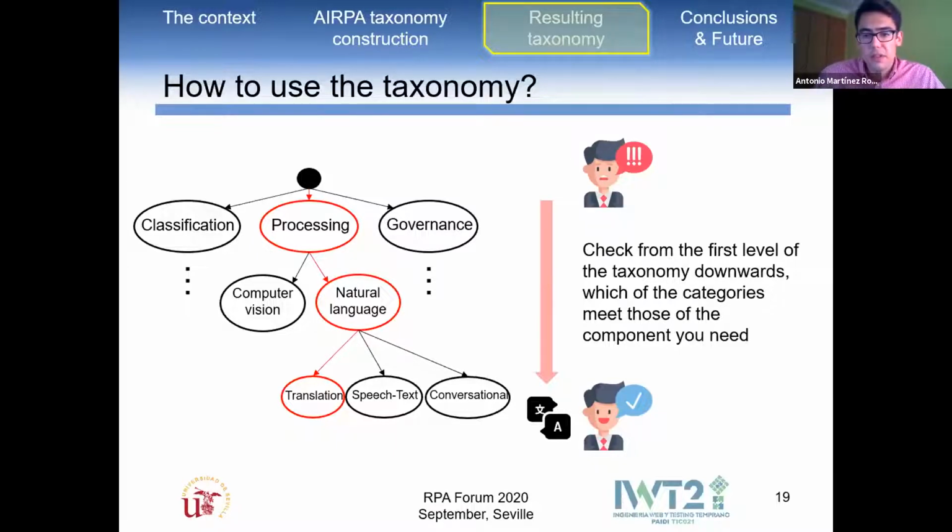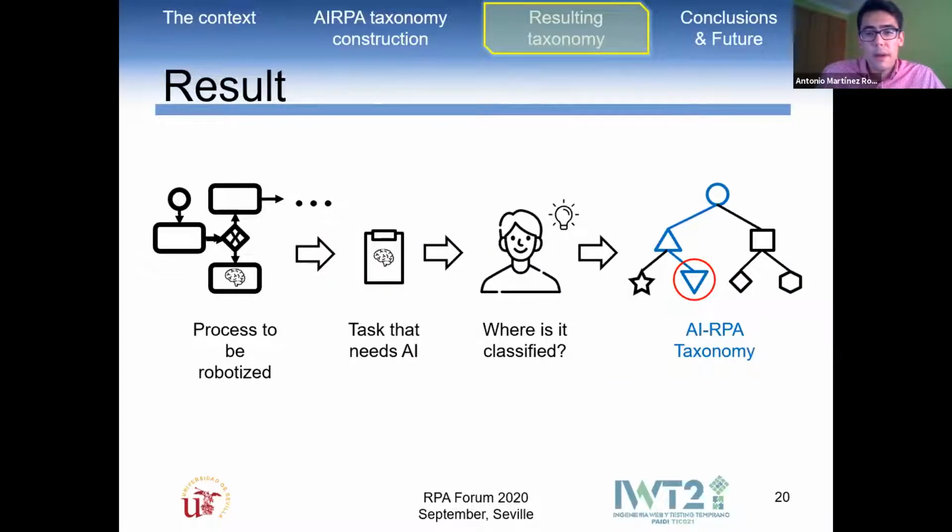This is repeated until reaching the deepest level possible, to find which category groups the components that solve his need, which in this case is translation. The result is that in order to automate a process, the tasks of an RPA process that need artificial intelligence are identified, and unlike the case presented at the beginning, in which the RPA developer found different categories for similar components, now through our taxonomy, the developer will be able to find directly the category where the components he is looking for are located. So the RPA taxonomy helps developers to easily find the components they are looking for.